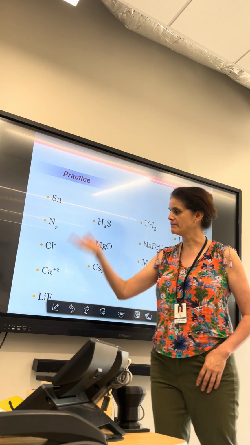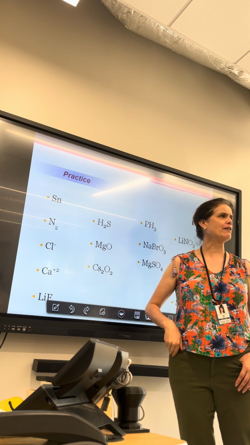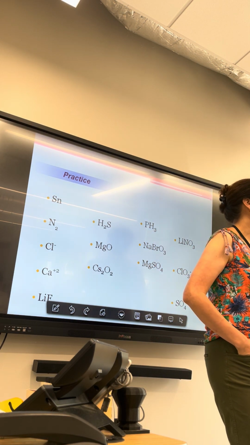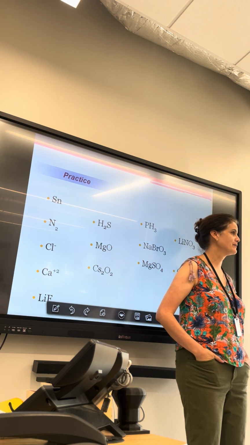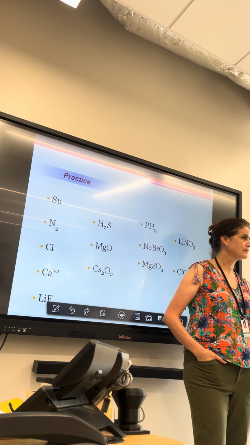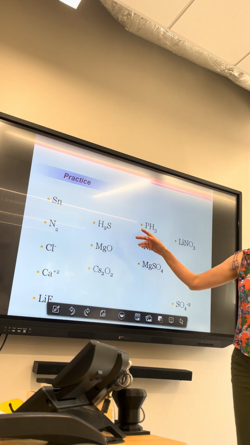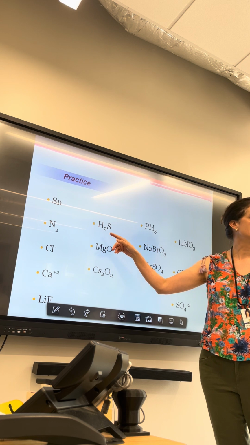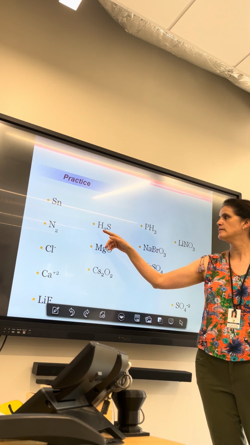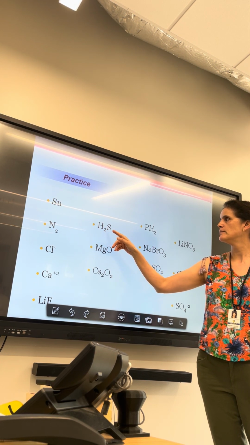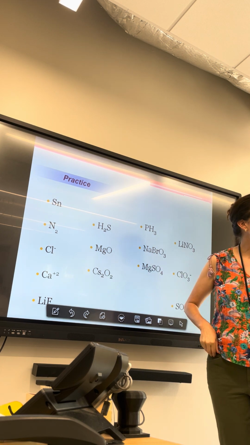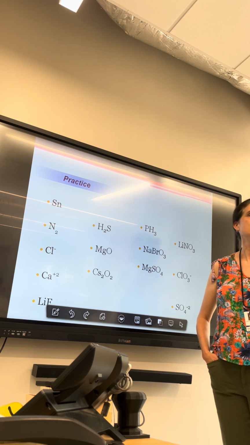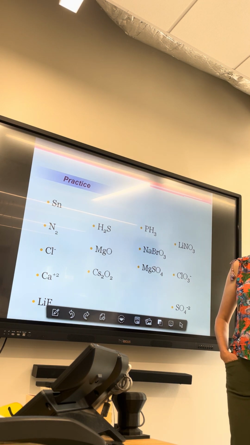Now, LiF, where were we? Lithium would be +1 and fluorine would be -1. Yep. H2S. Anna. Hydrogen will be +1, and then sulfur would be -2. Yeah. MgO.